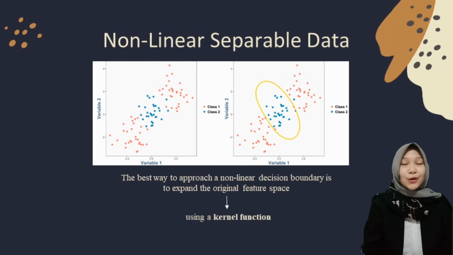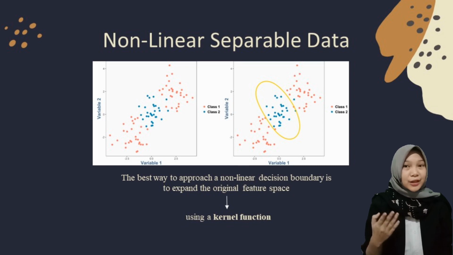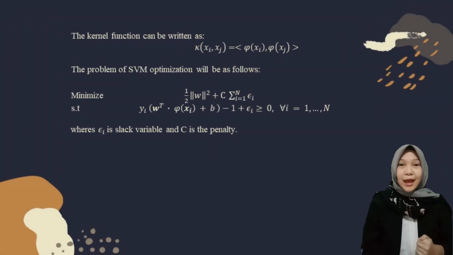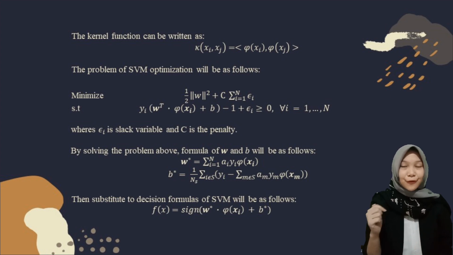The best way to approach a nonlinear decision boundary is to expand the original feature space, but it makes computations intractable. To tackle the issue, we applied the kernel trick using kernel functions. This is the kernel function. And then the SVM optimization problem will be as follows, where the epsilon symbol is the slack variable and C is the penalty. By solving the problem above, we can get the formula of weight vector and bias. This we substitute into the decision formula of SVM.